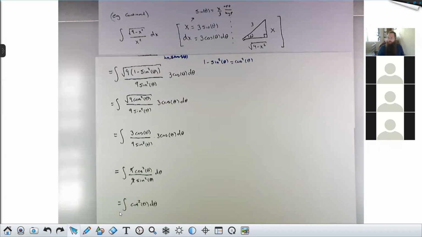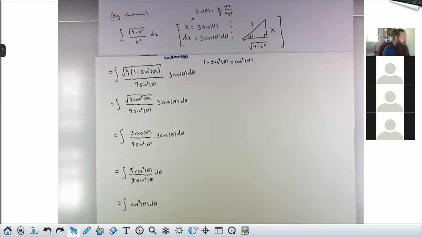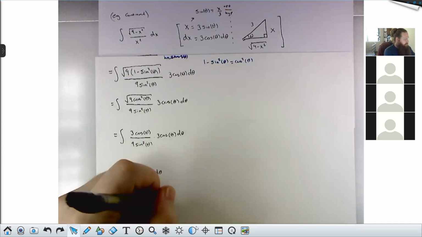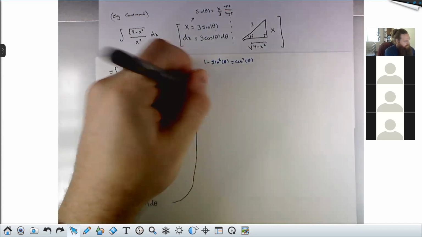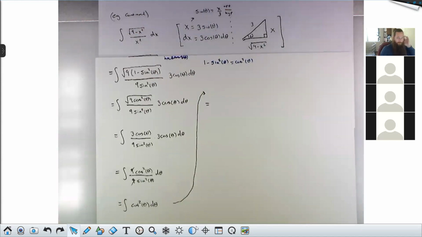Any other questions up to this point? Okay then. So the fun part now is how do you integrate cotangent? Or how do you integrate cotangent squared? I'm just going to bring it up here, save some paper. Anybody? What if it was just regular tangent squared?